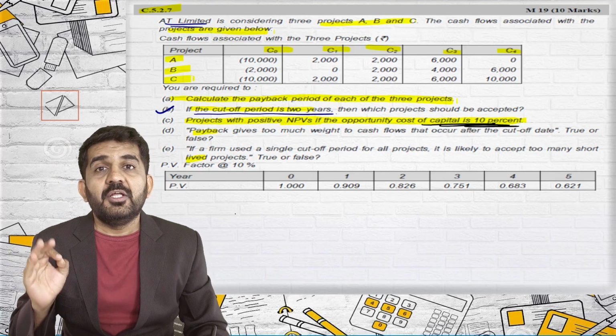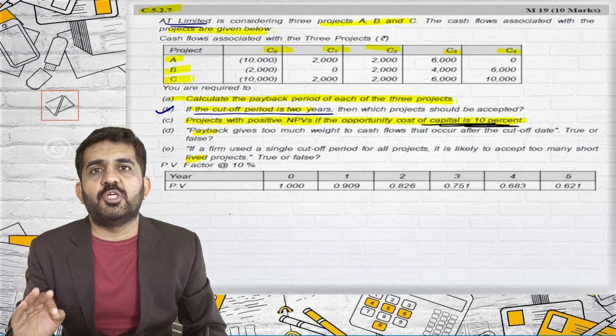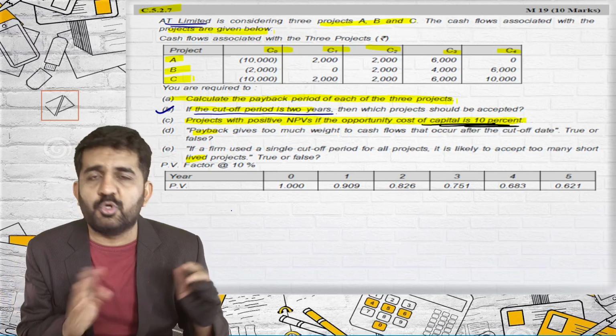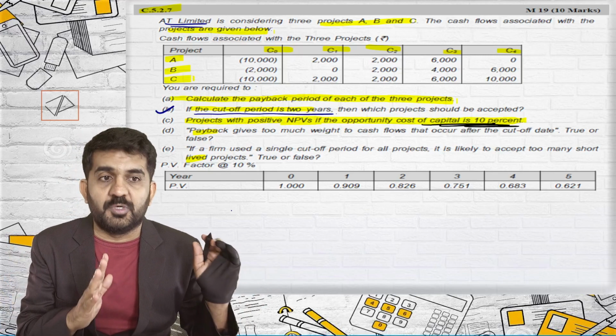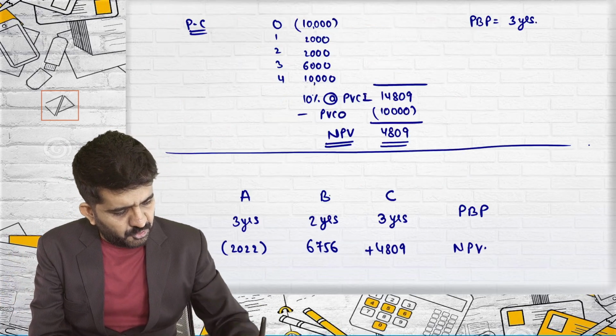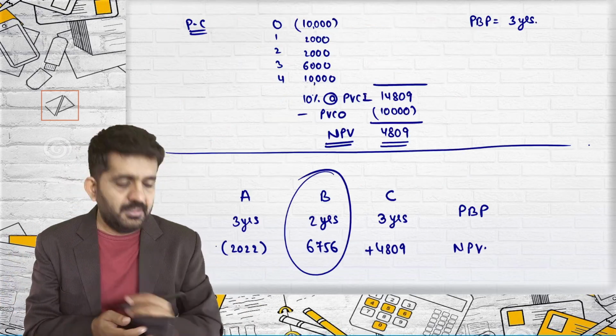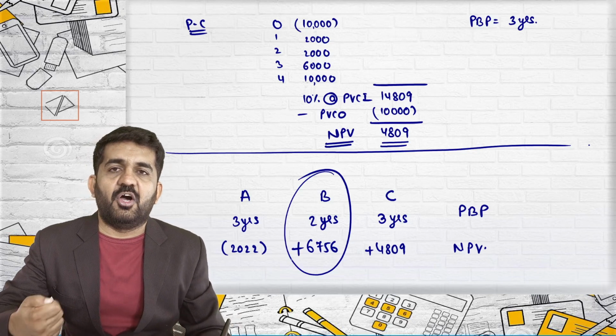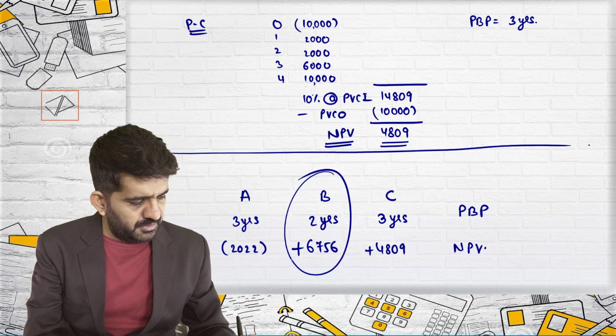What does it mean? The company will accept the project only if the payback period is 2 years or less than 2 years. More than 2 years, they feel it is too much risky. Then which project should be accepted? Only one, which is B. It is having positive NPV and it satisfies the criteria of cutoff of 2 years.